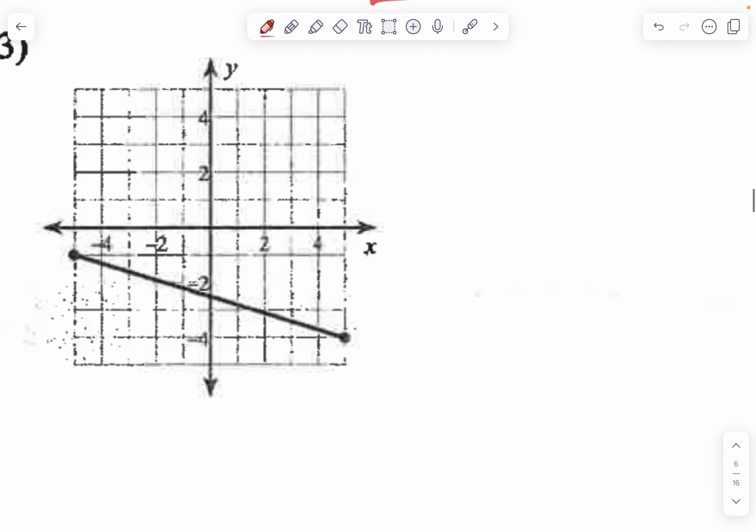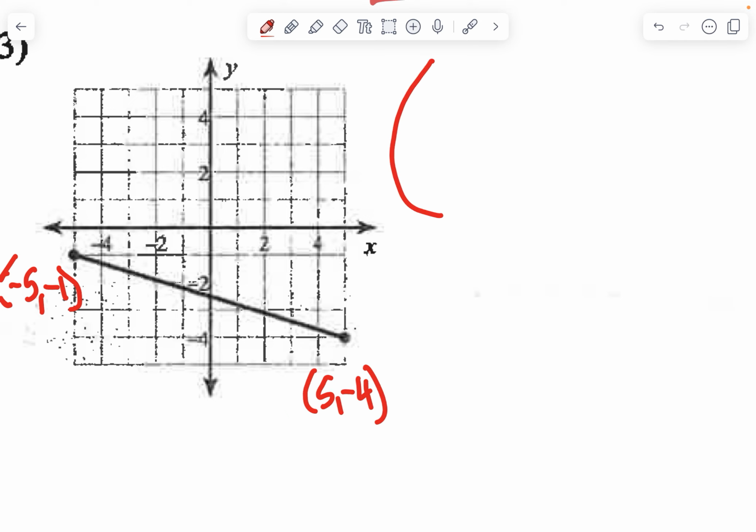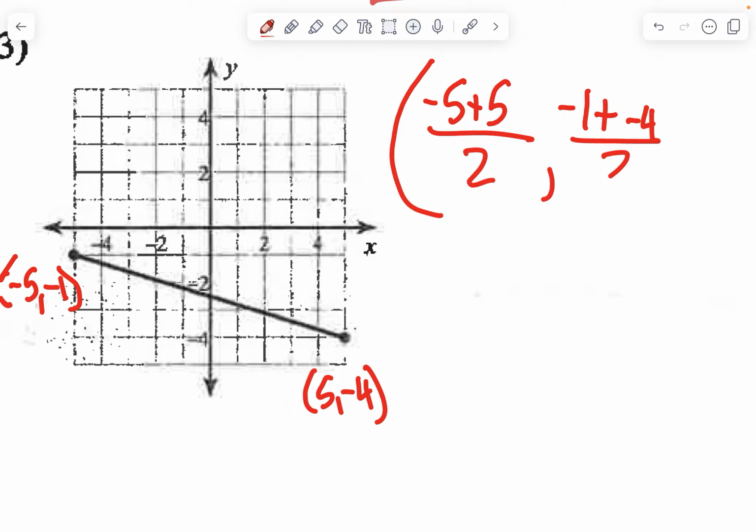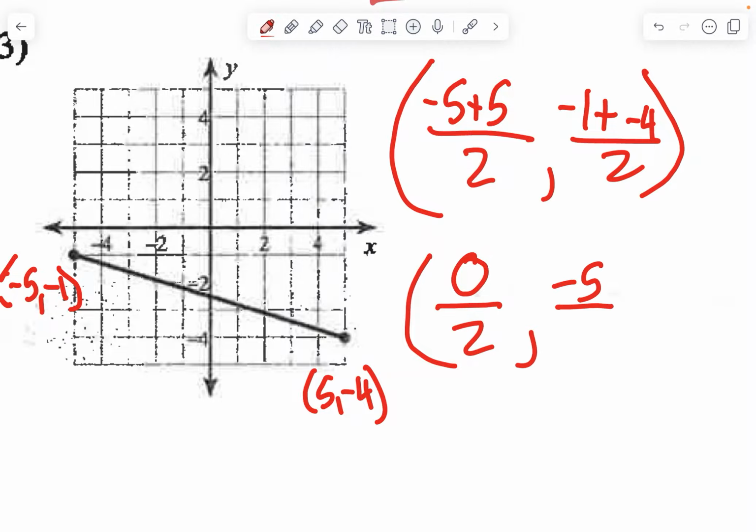So for my last two, to finish this up, we have the point negative 5, negative 1, and then the point positive 5, negative 4. Go to plug these in, negative 5 plus 5 over 2, negative 1 plus negative 4 over 2. And what you should notice here is that negative 5 plus 5 is 0 over 2. Other side, we get negative 5 over 2.